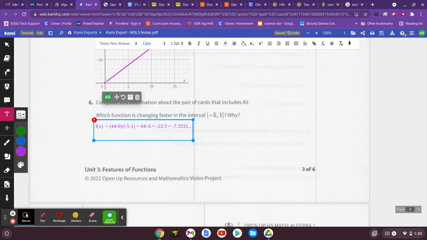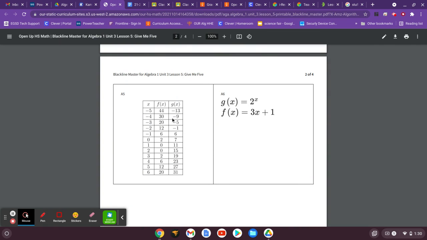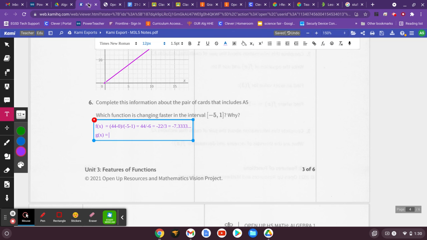So next one, g of x. Let's see the rate of change for g of x. So that's -13 all the way to 11. Okay, so do negative 13 minus 11 over, again, negative 5 minus 1. It's the same range there. And then negative 13 minus 11 is negative 24 divided by negative 6, which equals a positive 4.